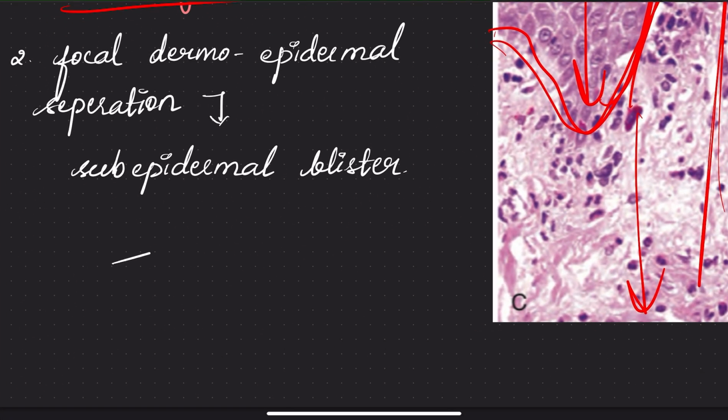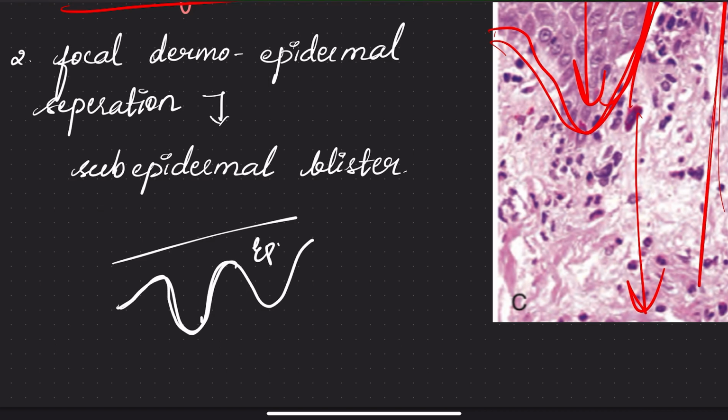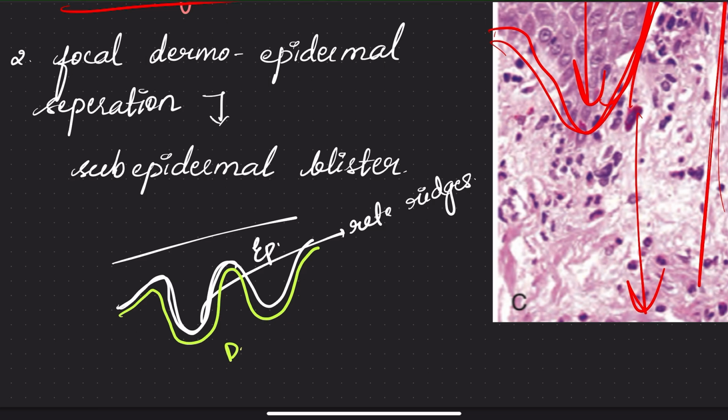See, this entire thing is the epidermis. The epidermis also projects into the dermis. This projection is called the rete ridges of the epidermis. Similarly, the dermis also makes protrusions into the epidermis. This is the dermis. This protrusion of dermis into the epidermis is called a dermal papilla.